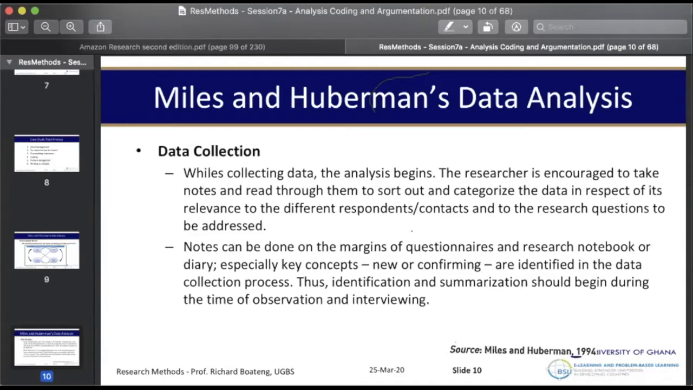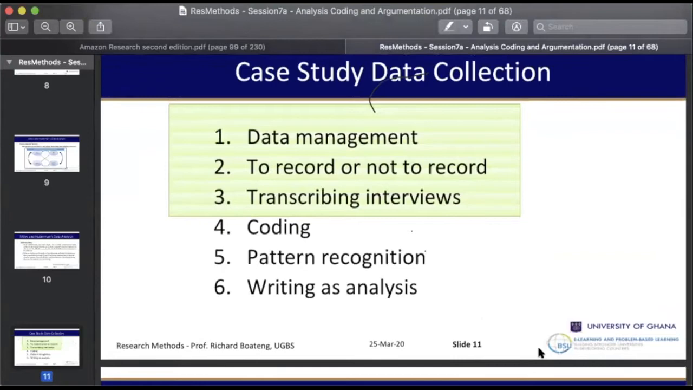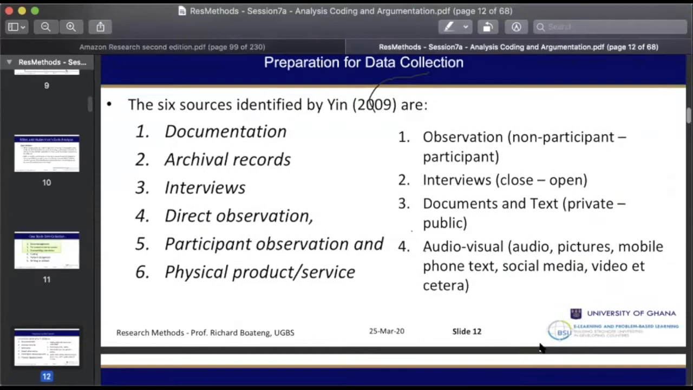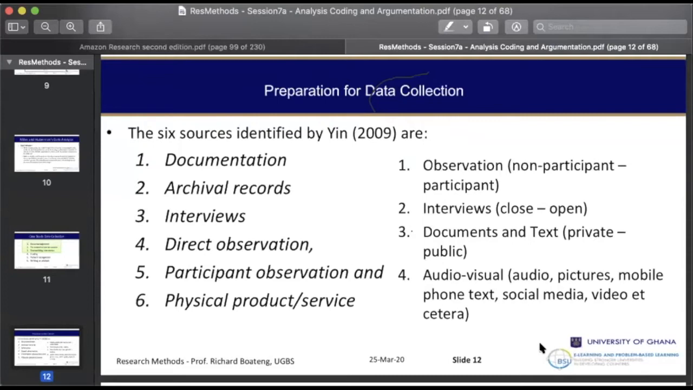So in the first steps, what you see here is the data management, and then to record or not to record, and transcribing of the interviews. So what type of data exists for the qualitative researcher? So we need to know what, so that we can manage the data that we are observing.